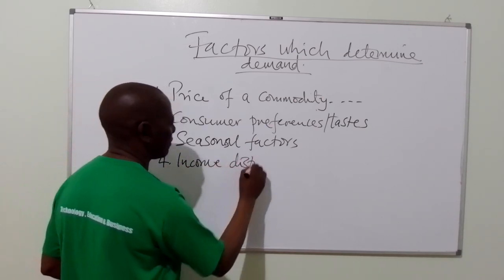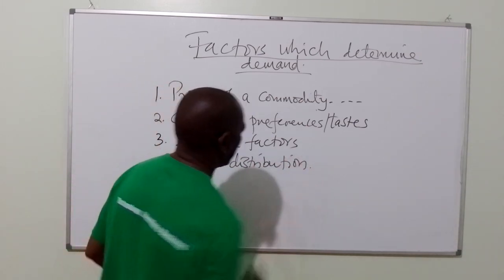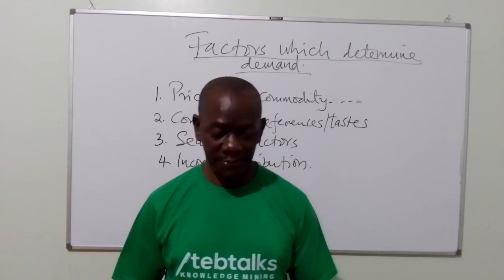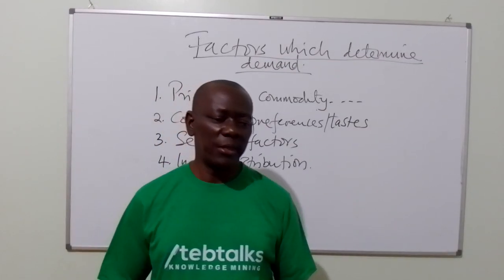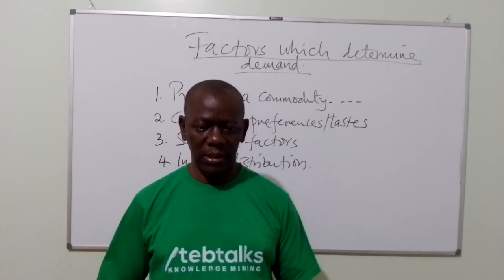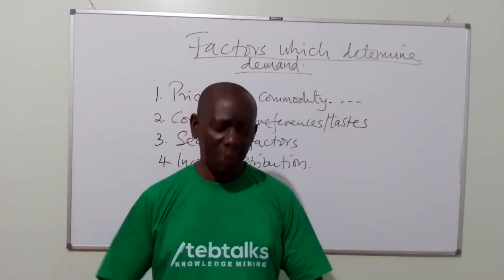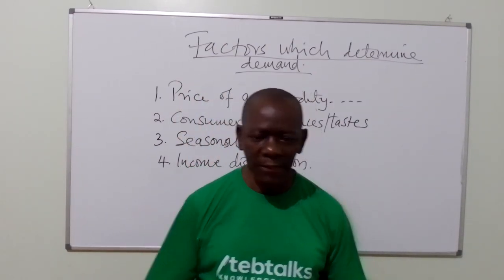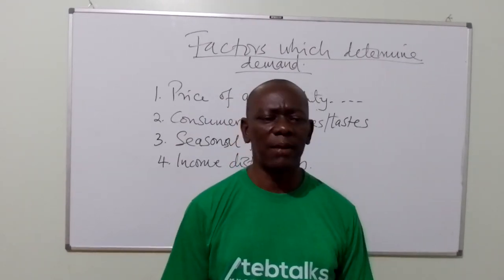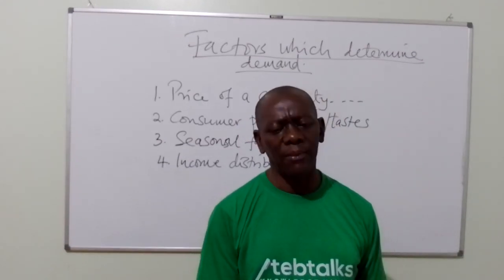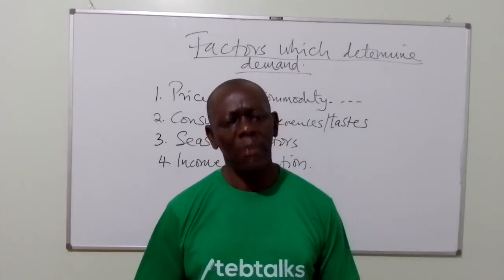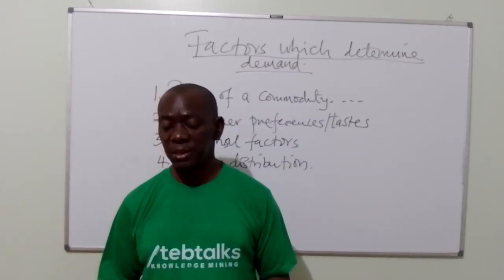Income distribution. That's another factor. And we say fair income distribution increases demand, and unfair income distribution reduces the demand for the commodity or commodities. When the income of the area is high, people are rich, people have money, you'll find them buying more. When the income is low for certain people in that area, that the income is not enough, then you're going to find a big problem with the demand. The moment you have the low incomes, the demand is going to be low.